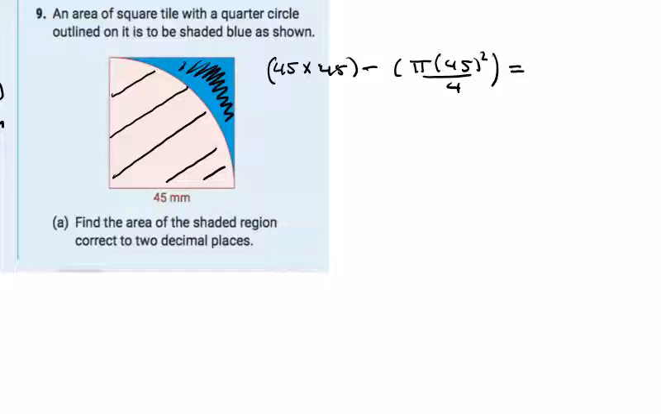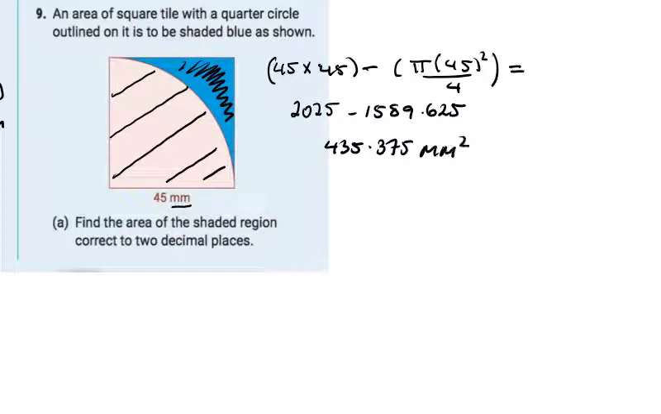And we'll do it in 2 parts just to be super careful, because we'd always have time in the exam to do it in 2 parts. So we're going to get 2025, and these measurements are in millimeters here. The next part of the question starts dealing in centimeters. Minus 1589.625, and that's going to give me 435.375, and that's in millimeters squared.